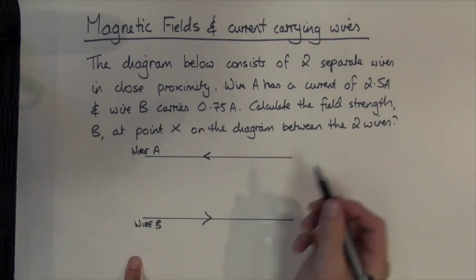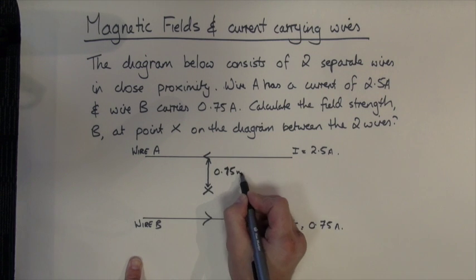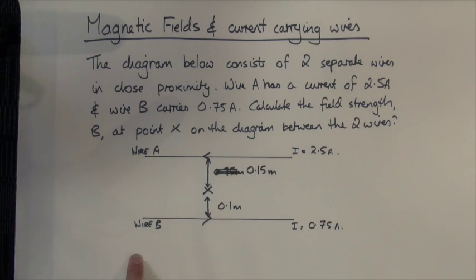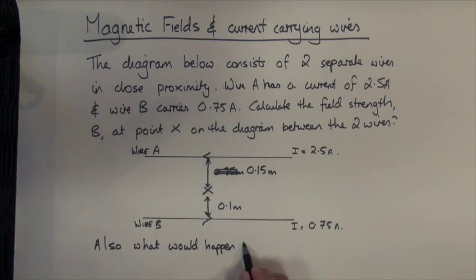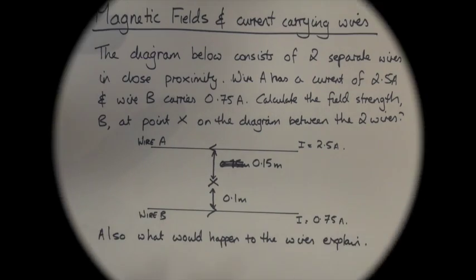Now the two currents run anti-parallel, 2.5 for A and 0.75 for B. X is 0.15 meters from wire A and 0.1 meters from wire B. We're also going to work out what happens to the wires. So let's determine the magnetic field direction.